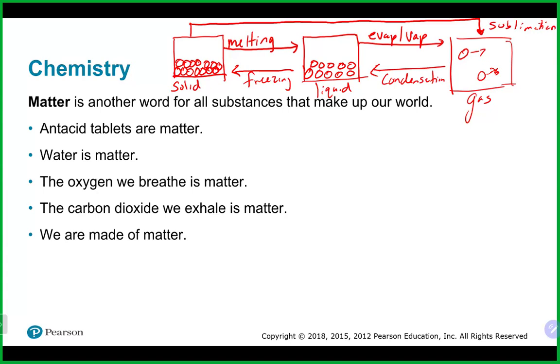Halloween, people like to bring out the dry ice for the steam and stuff like that that comes out. We also can go from gas back to solid, once again skipping the liquid phase, and that is what is known as deposition. Like you're going to deposit something on something else.